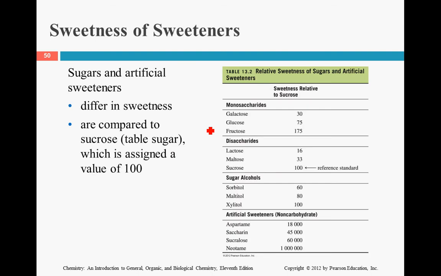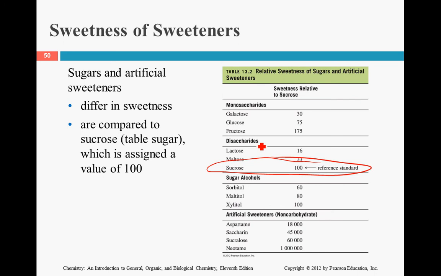Now the sweetness of sugars. Part of the reason that it's so hard to cook with artificial sweeteners is because they're so much sweeter than actual sugar. Here's sugar. That's table sugar. That's the reference point. So if it's less than 100, it's less sweet than sugar. If it's more than 100, it's sweeter than sugar.